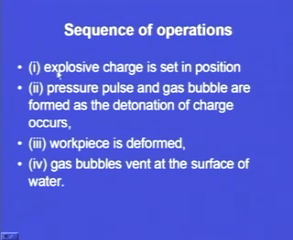The first is that the explosive charge is set in position. When the die and the sheet metal have been placed under water, then we set the explosive at a standoff distance from the sheet metal. So, the explosive charge is set in position. A pressure pulse and gas bubble are formed as the detonation of the charge occurs. So, when the explosive charge has been placed at a standoff distance, and as soon as it detonates, a pressure pulse is generated and a gas bubble is generated in between.